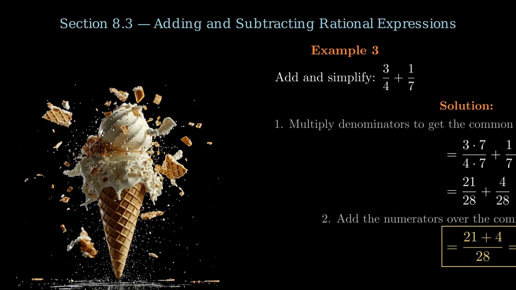Now that the denominators are the same, add the numerators. 21 plus 4 equals 25. Our final answer is 25 over 28.